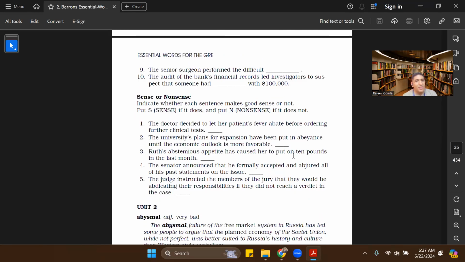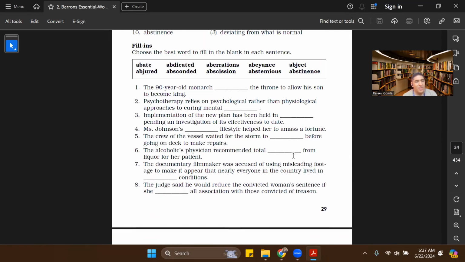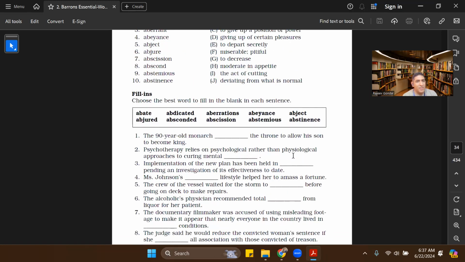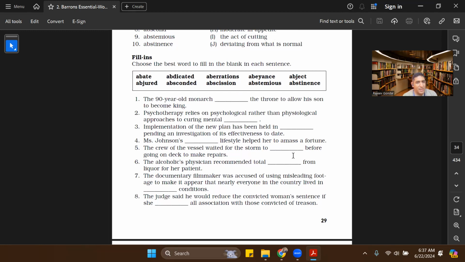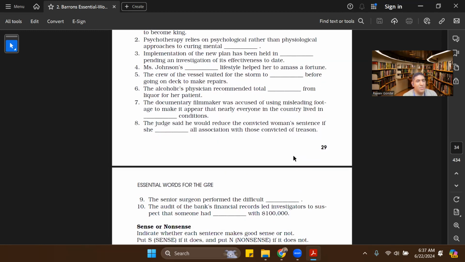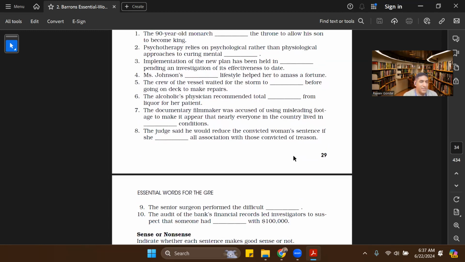Like this, you get a chance to revise these words by applying them in fill in the blanks, match the columns and stuff like that. So that gives you a chance to remember it. You can go back and check the meaning if you're not sure.